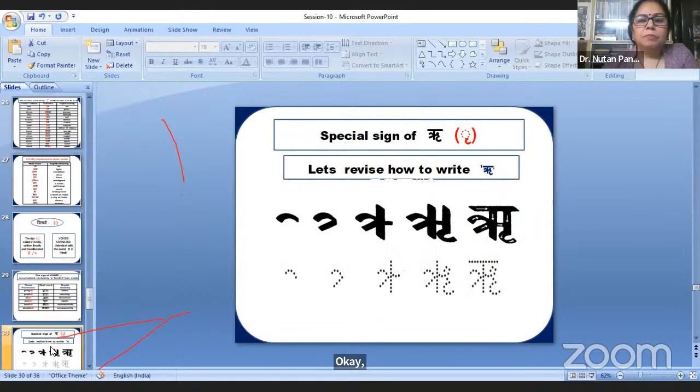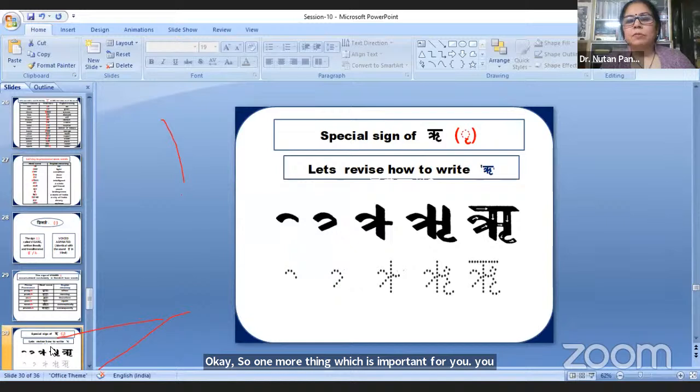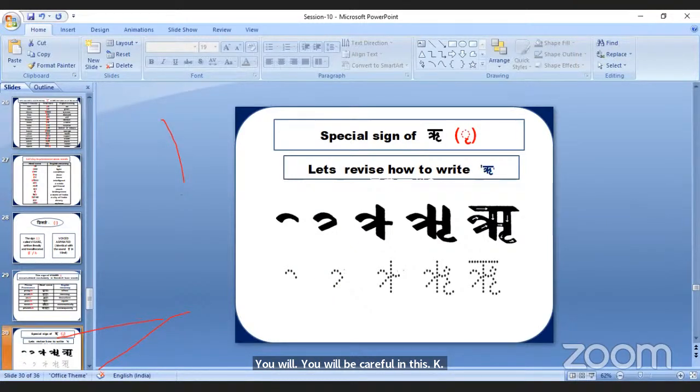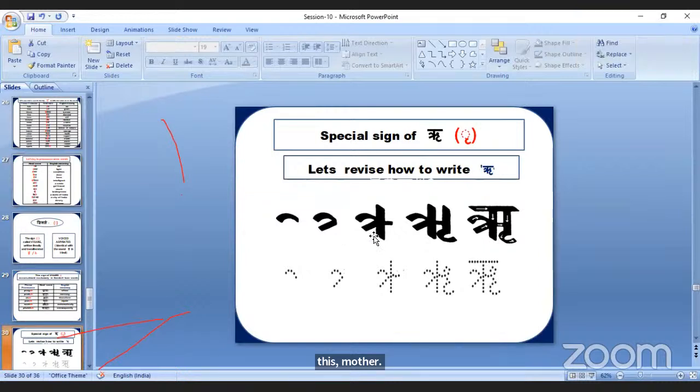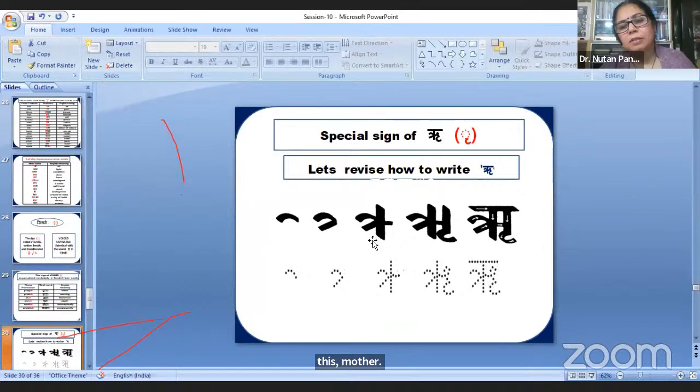We will come to one more thing which is important for you. You will be careful in this. I hope you have seen or learned this before, in a previous class, maybe the second or third class. You will see this one. This is ri, a vowel sign. Do you remember this one? Yes. Okay, good.